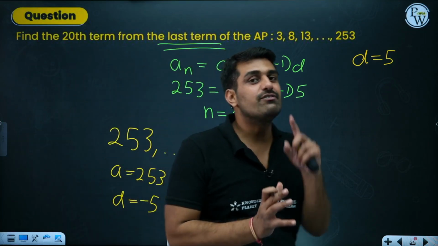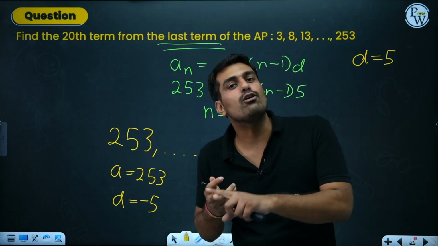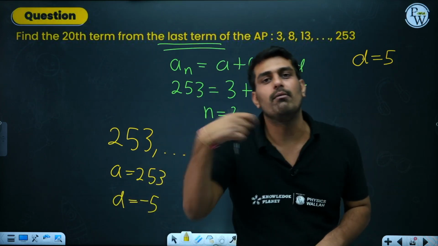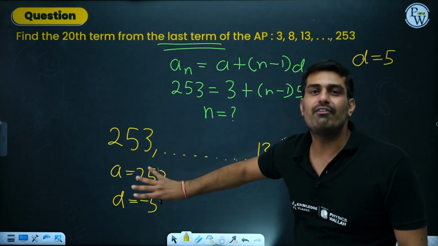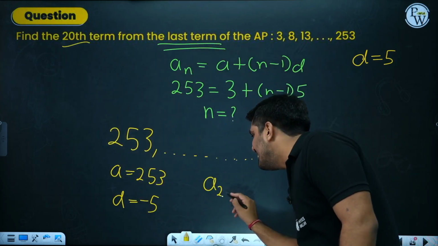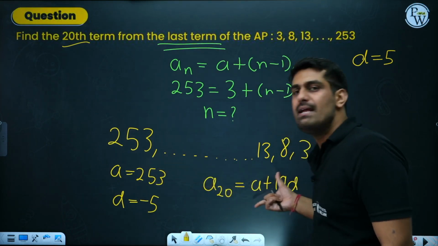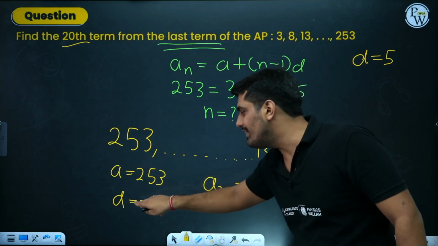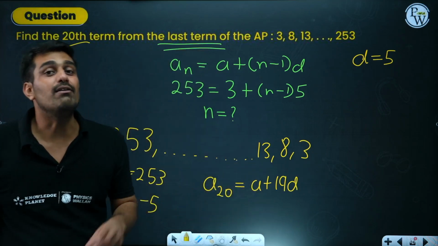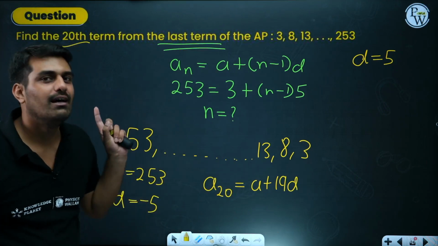The basic difference which will come when you reverse the AP are these two. The last term will become your first term and the common difference will change its sign. If it was positive, it will become negative. If it was negative, it will become positive. And if you have written these two, now things become very simple. You want to find the 20th term. That means A20 will be equal to A plus 19D according to this AP. Put the value of A, put the value of D, put the value of N, that is given already. I have taken it over here. And you will find the 20th term from the last. Because in this AP, it is the 20th term from the starting, not from the last.